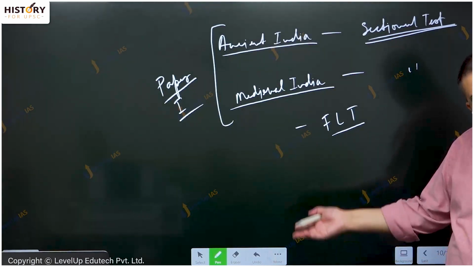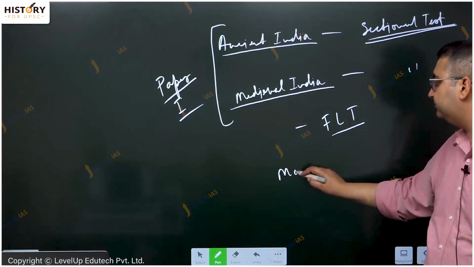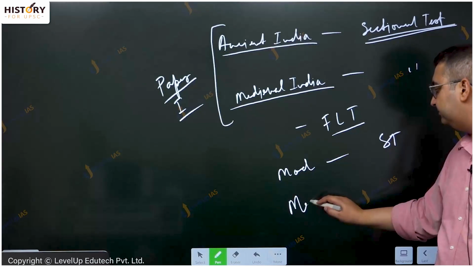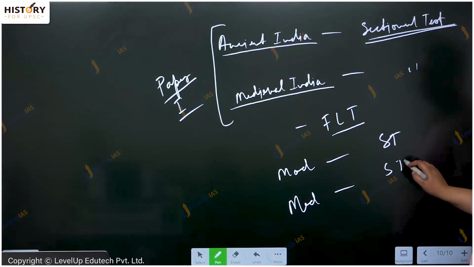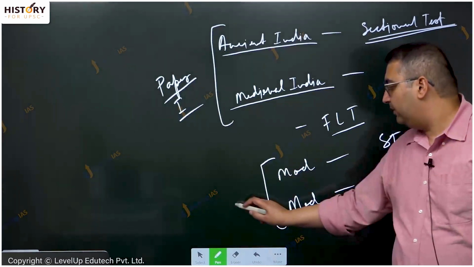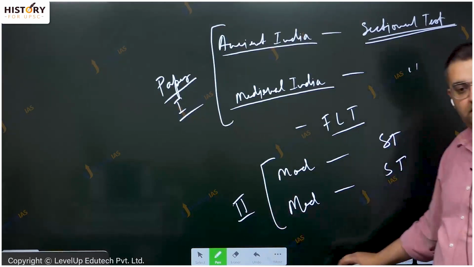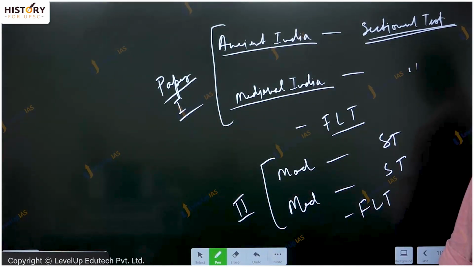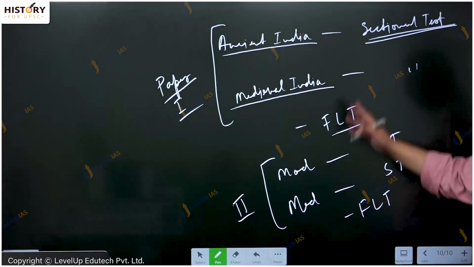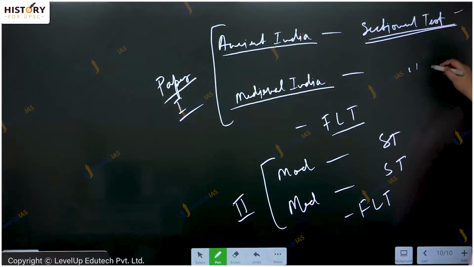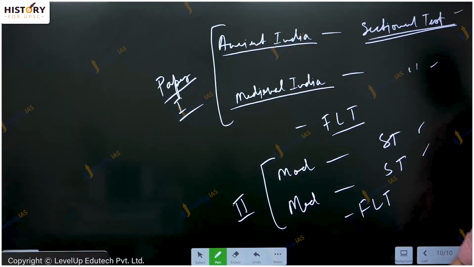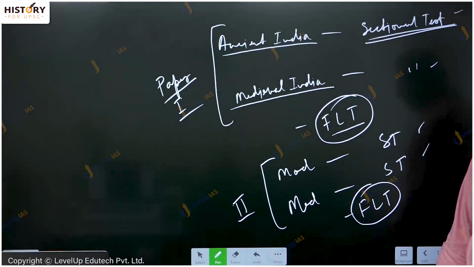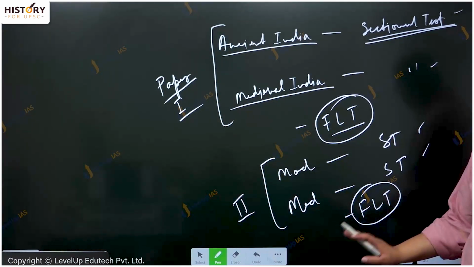Okay? In the meanwhile, complete modern India, take a sectional test. Complete medieval India, take a sectional test. Then for Paper 2 also a full length test. So total number of tests that you have written by the time you have completed your syllabus: 1, 2, 3, 4 sectional tests and 2 full length tests. Okay? Even here the story does not end.